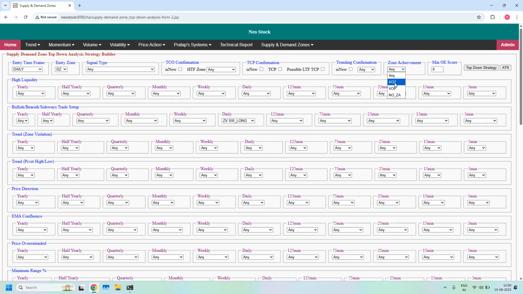Zone achievement should be violated opposing zone. Minimum odd enhancer score for sideways 11. For bullish or bearish 12 but sideways 11. And third filter, pierced zones I am not setting for daily time frame because any pierced zones we identify, then we can plan for pierced zone strategy related trades as per the concepts learned in lesson 28. Okay, now both these filters, zone achievement and minimum odd enhancer score will be applied on daily demand zone. Let's filter.